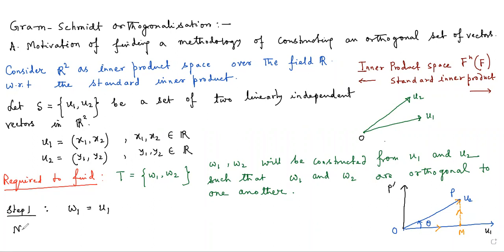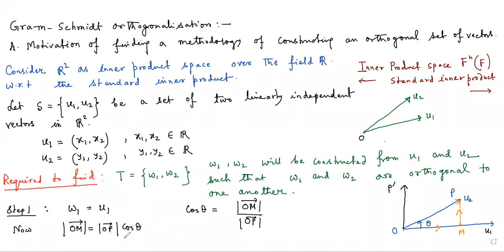Now, you see from the figure that if I try to find cos theta, cos theta is OM vector by OP vector. We know this. This OM vector is my U1 vector. So OM can be written as the modulus of OM. I have to consider the magnitude of this. So the modulus of OM is actually the modulus of the OP vector multiplied by cos theta.